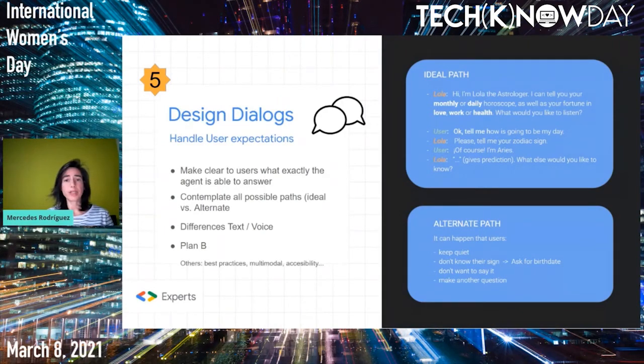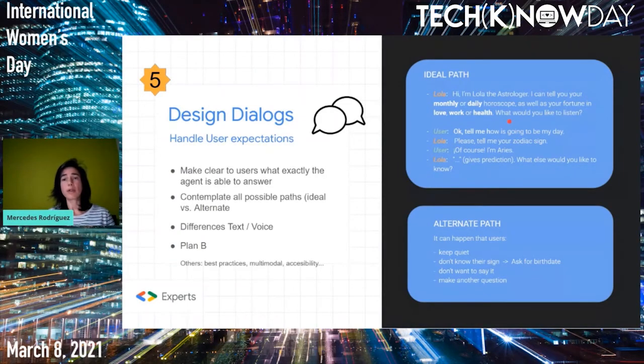So if they ask for something different from that and they do not get an answer, they do not get frustrated. We can see here on the right an example. This is Lola, and when she welcomes the user, she just says, "Hi, I'm Lola, the astrologer. I can tell you your monthly or daily horoscope, as well as your fortune in love, work, or health. What would you like to listen?" So she says hello, she introduces herself, but then she makes clear what she can answer.